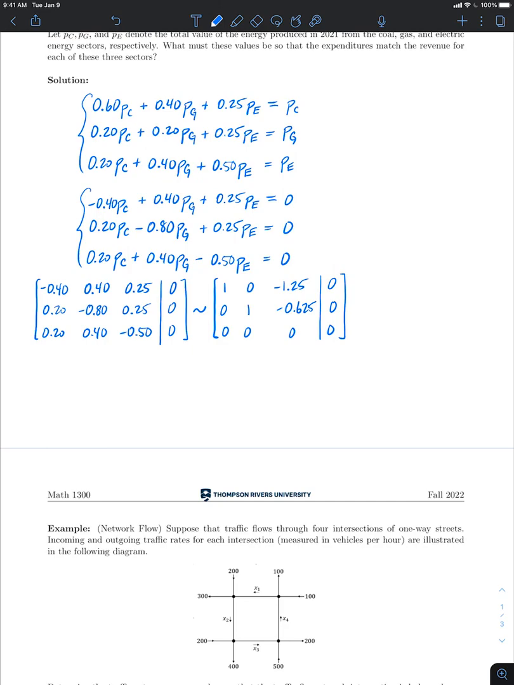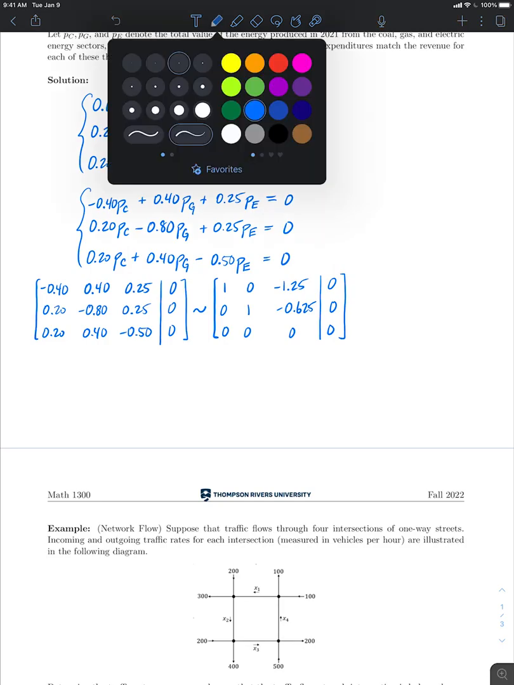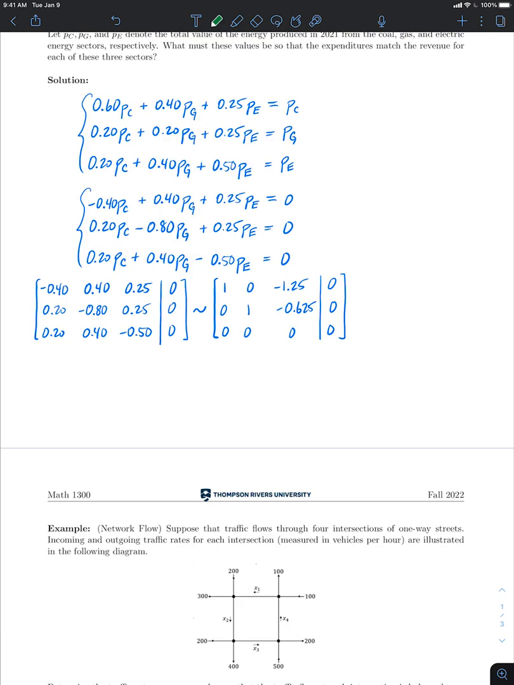Okay, so we will need to set up a parameter, right? We've got two basic variables in the first column and the second column, because there's leading ones in those columns. There's two pivot columns. And then in the third column, there's no leading one, so that is not a pivot column. So the third variable, which is P sub E, is going to be assigned a parameter.